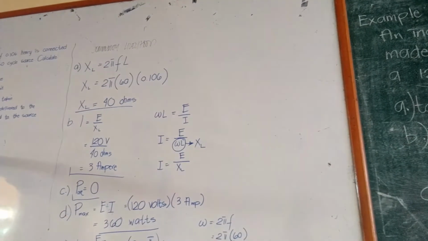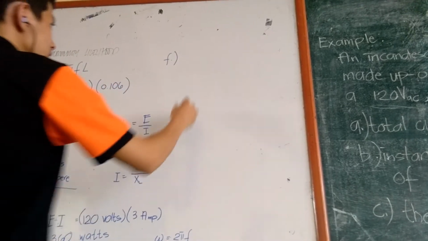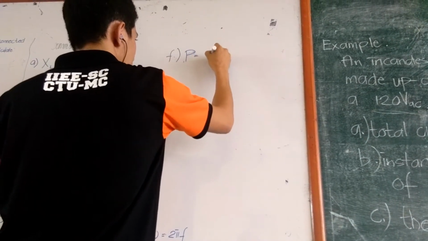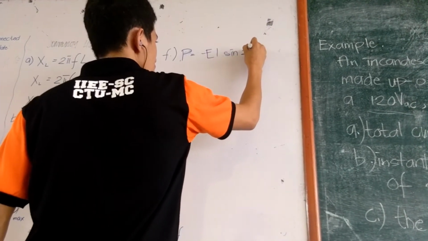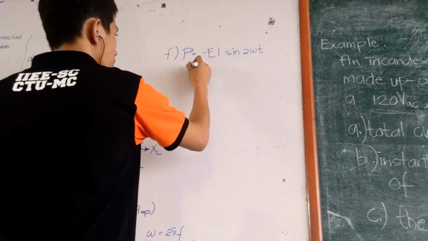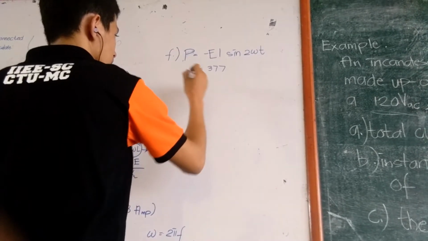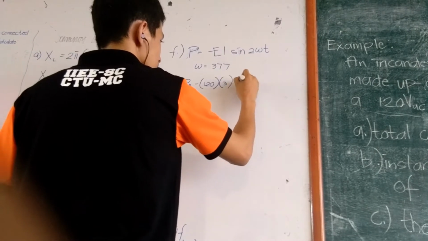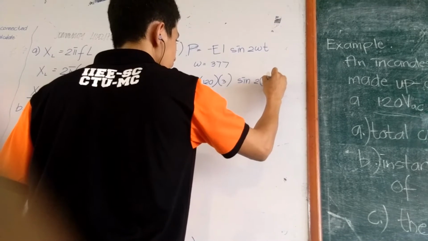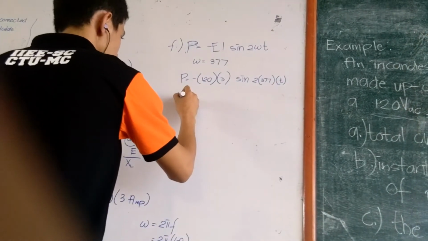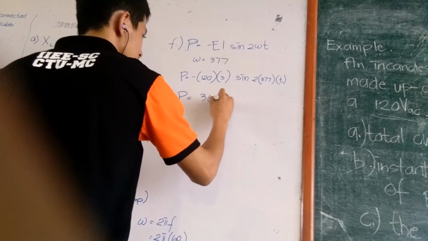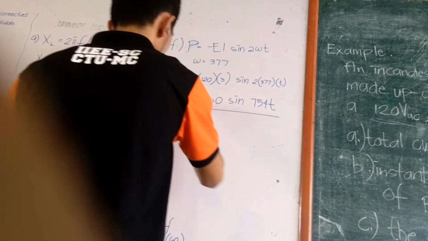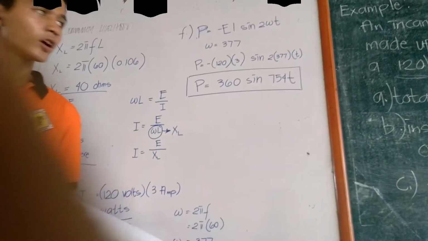So, let's solve the power. Since the sinusoidal power is equal to negative E I sine 2 omega t, and we have already found the value of omega, which is 377, P is equal to negative 120 times 3 sine of 2 times 377 times t. Therefore, power is equal to 360 sine 754t. So that would be the discussion of the purely inductive circuit.